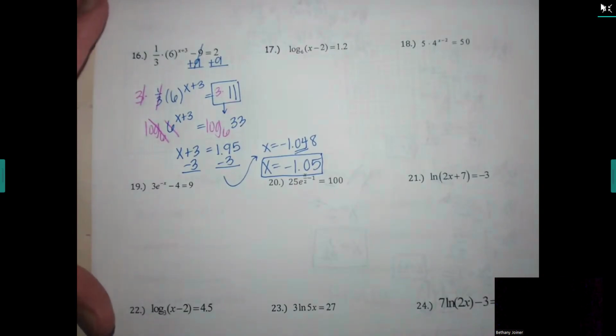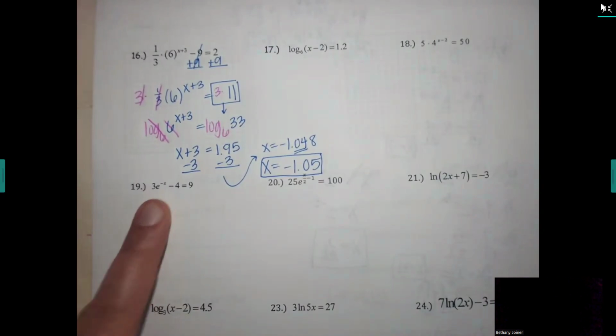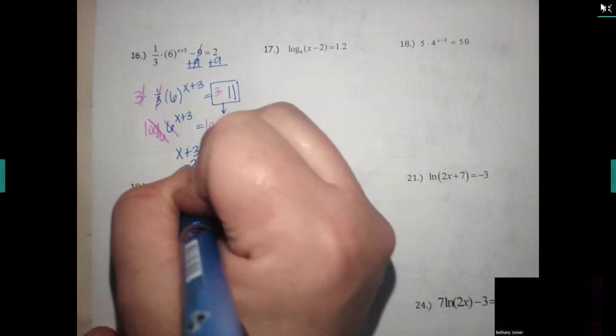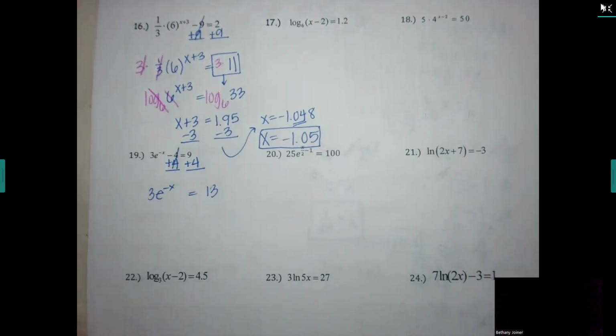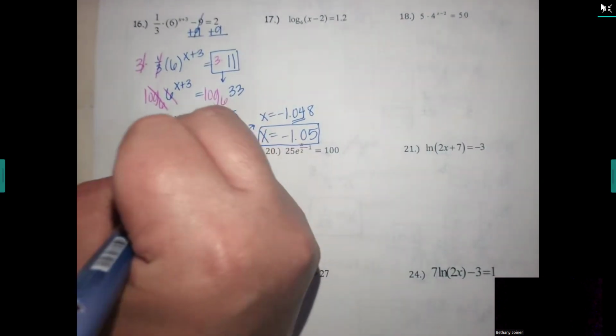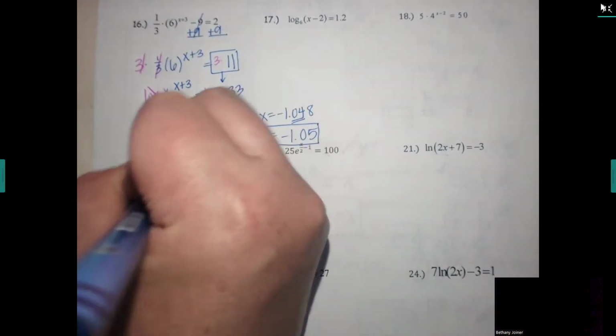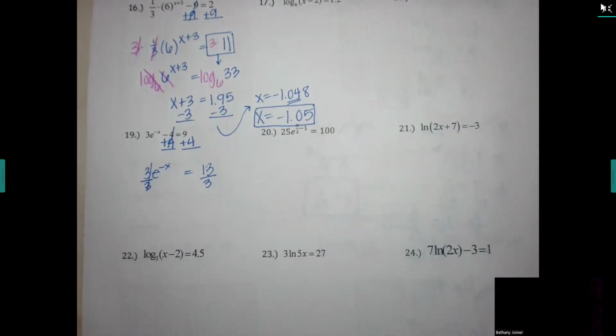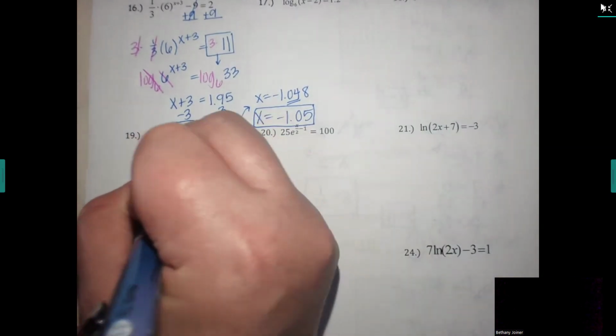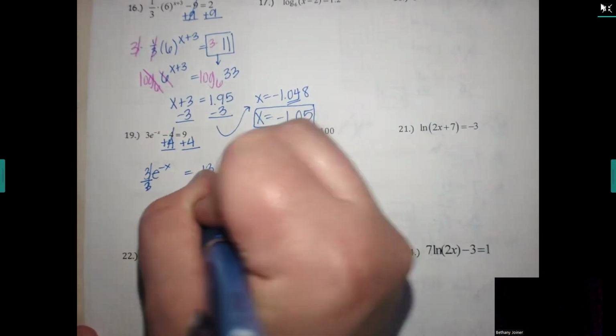All right, let's do one with an e in it. Let's do number 19. What number do you think you should get rid of first on number 19? Negative 4 is correct. So we're going to plus 4. What is 9 plus 4? 13. Okay, from here, I still can't get to the e because there's a times 3 in front. How do I undo a times 3? Divide by 3. Now, if 13 could divide by 3, I would do it. But since it can't, I'm just going to leave that as a fraction. So I have e to the negative x and then 13 over 3.